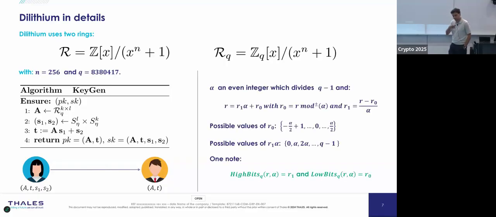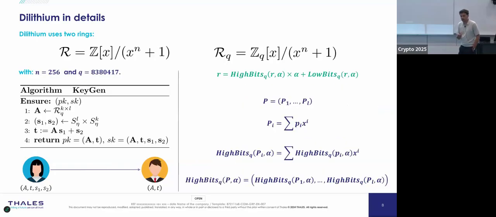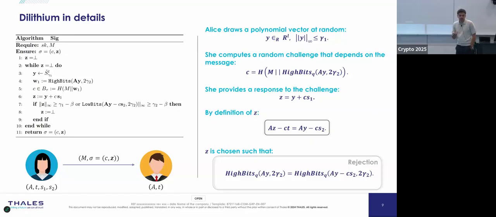In addition to these key pairs, Dilithium uses an algorithm to split integers in two using the classical Euclidean division. We denote the high bits of an integer as the quotient in the Euclidean division, and the low bits of this integer as the remainder. Of course, I just defined these high bits and low bits functions for integers, but they can be trivially extended to polynomials or vectors of polynomials just by taking the high bits or low bits of each of the coefficients in a polynomial.